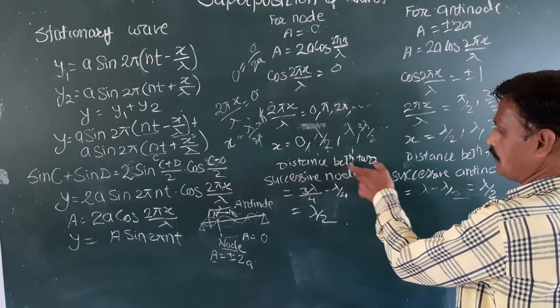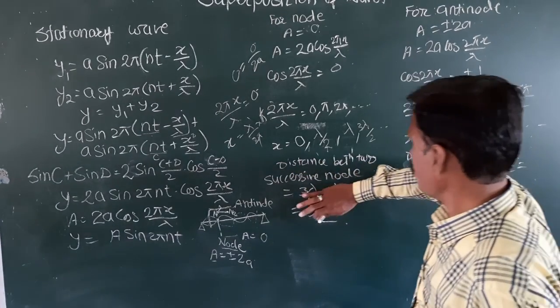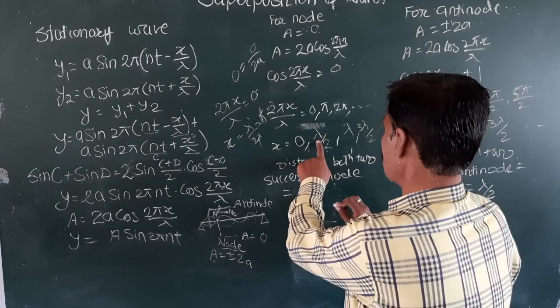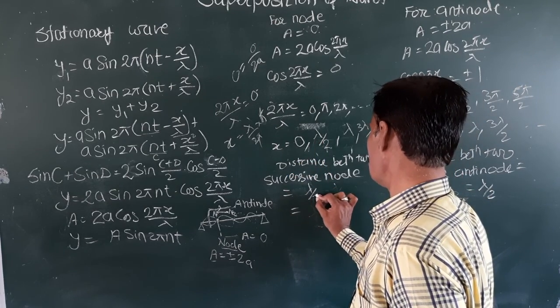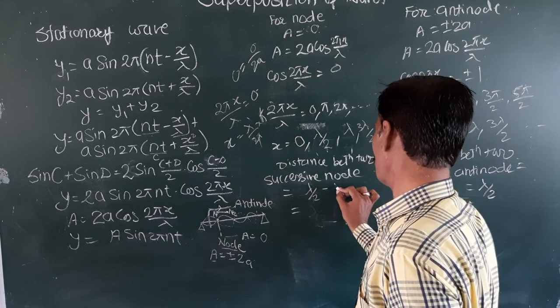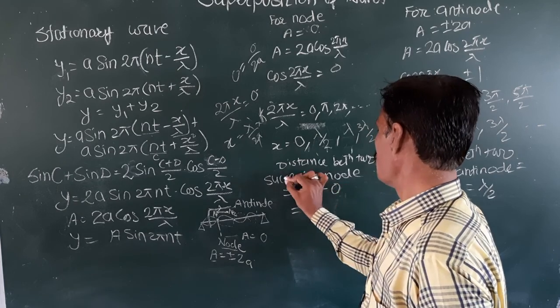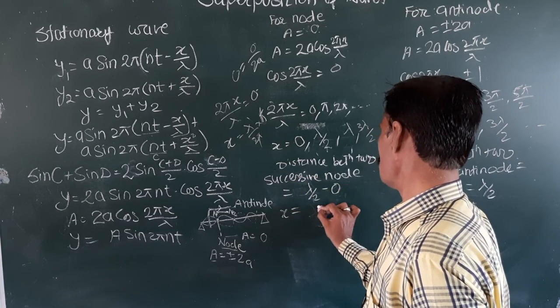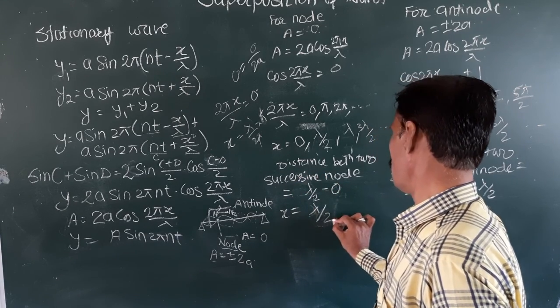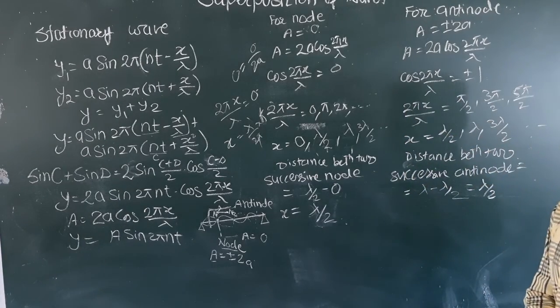The distance between two successive nodes is equal to the second node's distance minus the first node's distance. So the distance between two successive nodes is equal to lambda by 2.